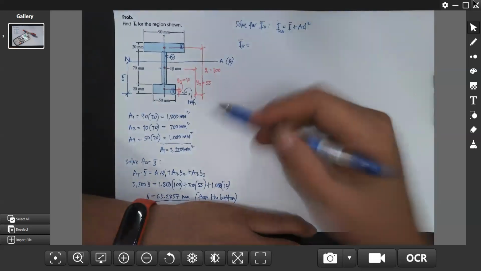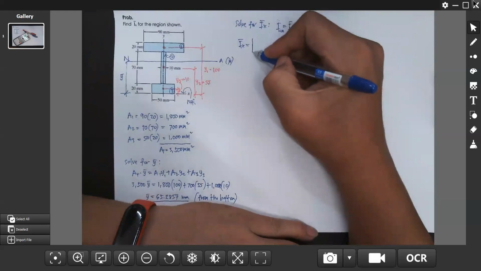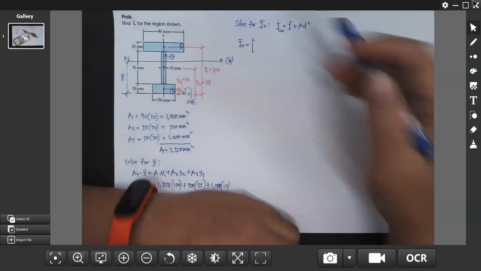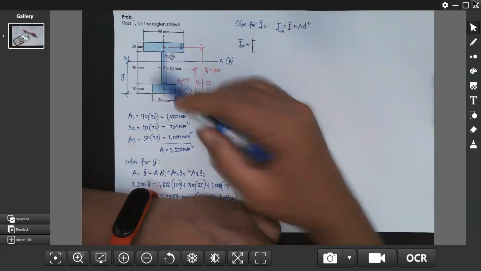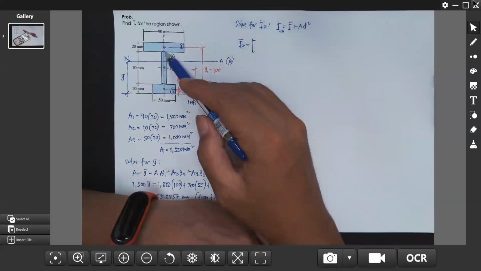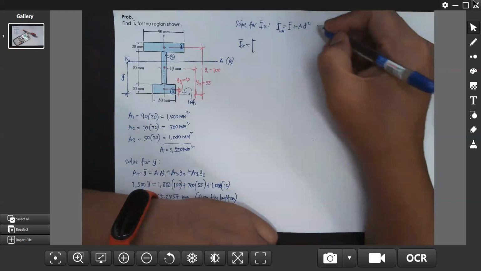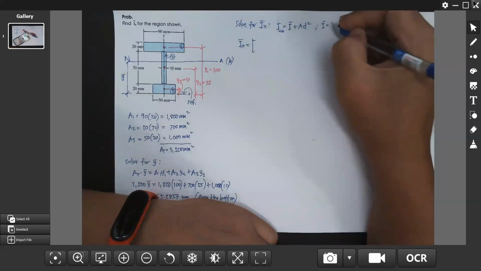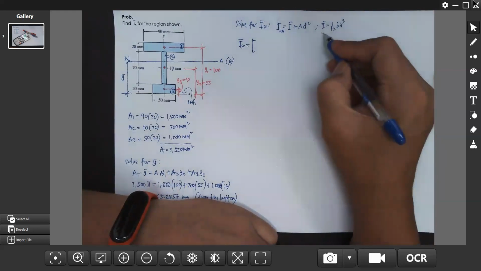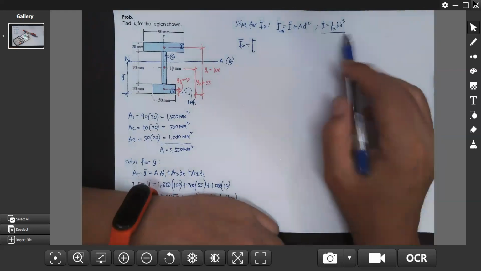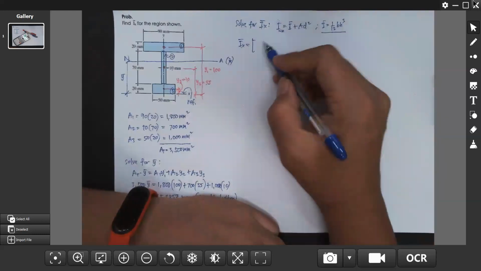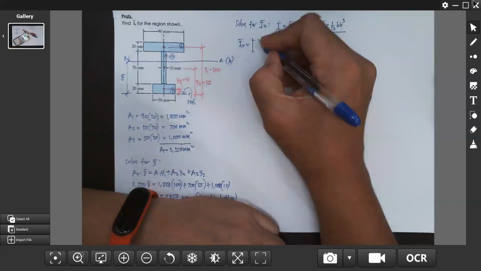Element by element. So we start with element 1. The centroidal moment of inertia of a rectangle, or the moment of inertia of a rectangle with respect to its centroid, is 1/12 BH cubed, for rectangles only. So we will use this one for this step. 1/12.